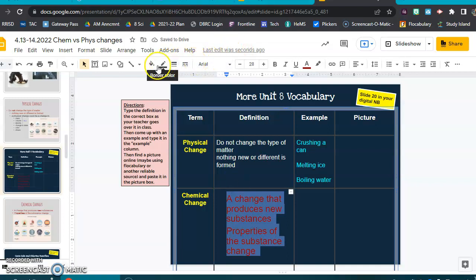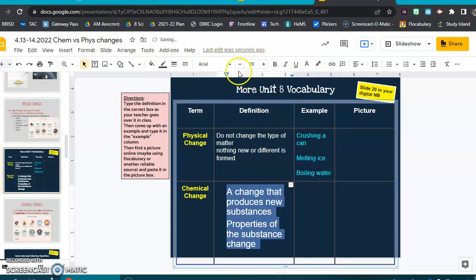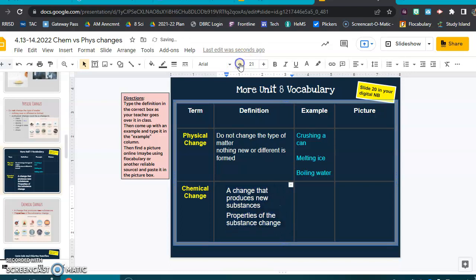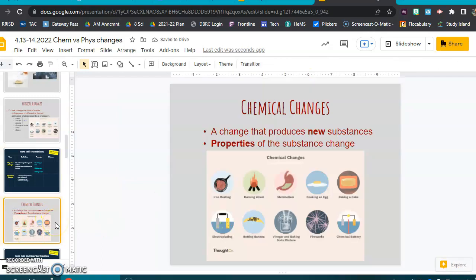So let's change the color. And we'll change the size a little bit. All right. And I'm going to shift that over just a hair. All right. So chemical changes, and here's a slide, are things like an iron rusting, cooking an egg, because you're taking it from one to be another product. Electroplating, a rotting banana, fireworks, because once you blow those little guys up, you can't change that chemical reaction.